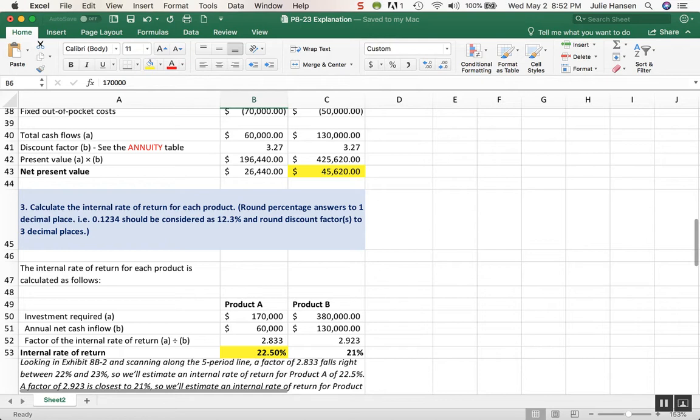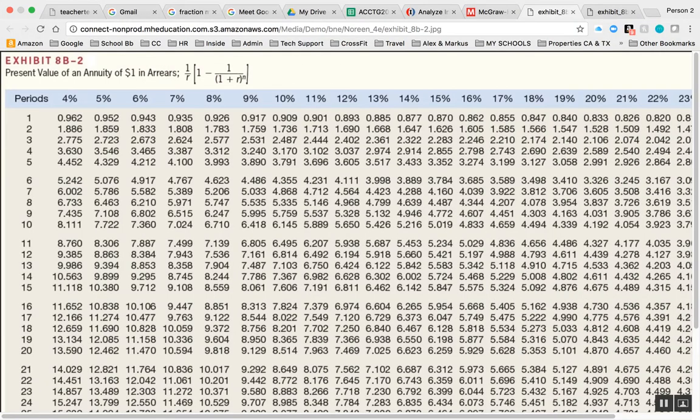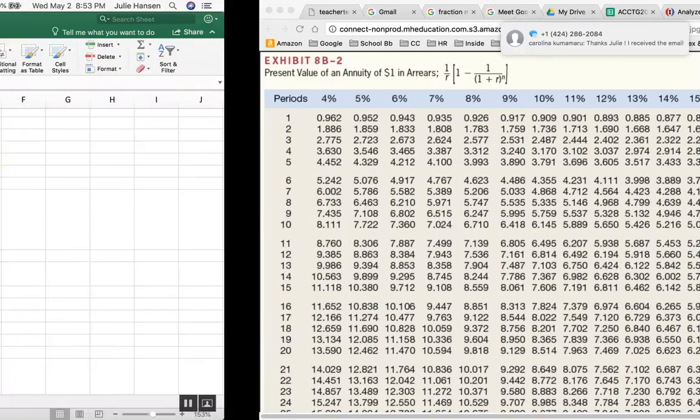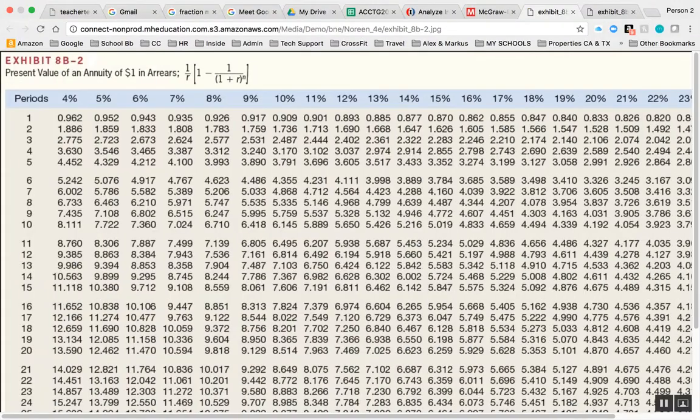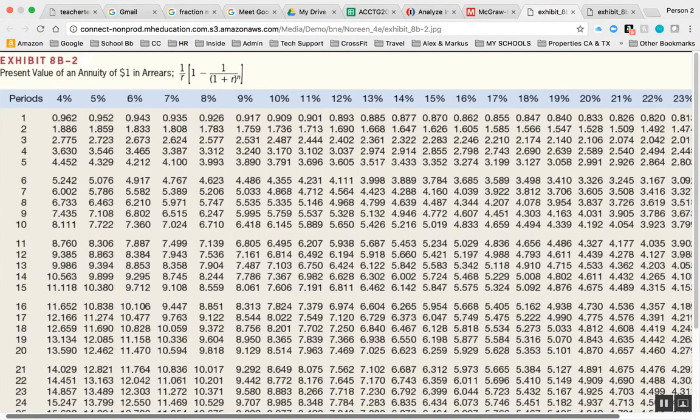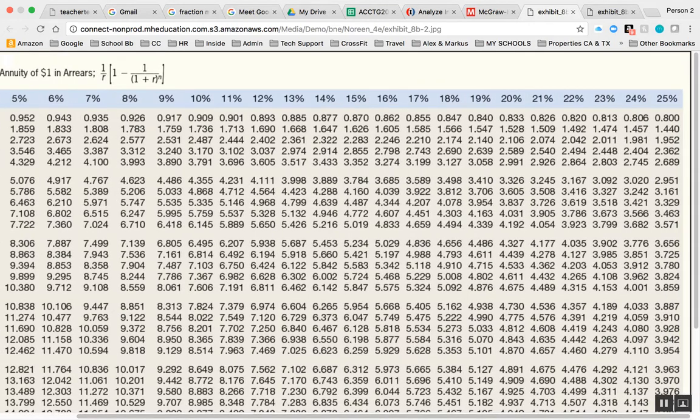Then I'm going to factor the internal rate of return, which is just dividing this 60,000 by the 170, and I come up with a factor of 2.833. So I am now going to head over to my table, and again I'm going to follow that 5-year period over, and I'm going to look for something close to the 2.833 on the 5-year line. 2.833 is sort of right in between the 22% and the 23%.